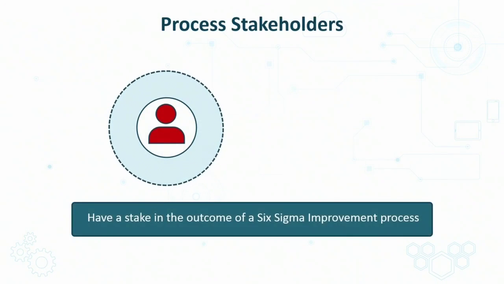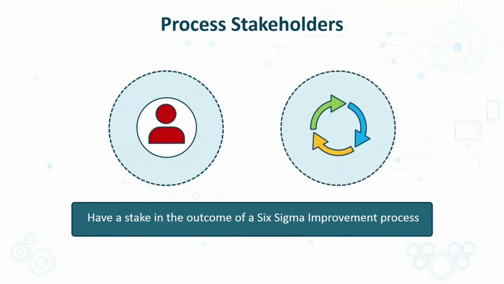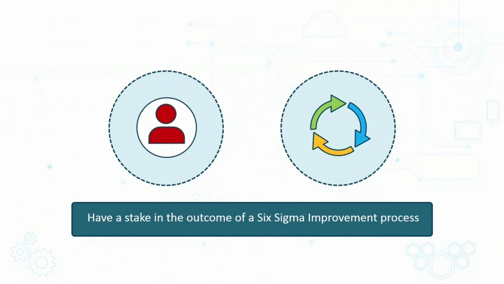Process stakeholders have a stake in the outcome of a Six Sigma improvement process. Internal process stakeholders include process owners, process operators, supervisors, employees, managers, internal customers to the process, and internal process suppliers within that process. External process stakeholders include external suppliers and external customers to the process. These are generally external to the organization, but could be internal if it's a short process. Other types of external process stakeholders could include maintenance and support personnel, and senior leadership and owners.